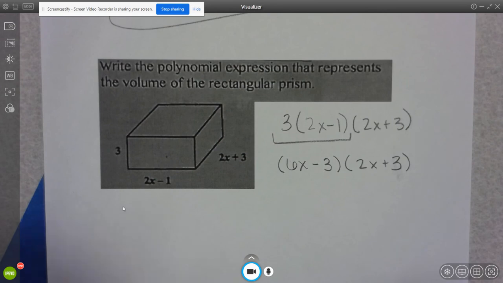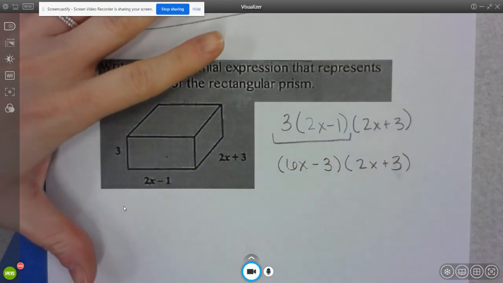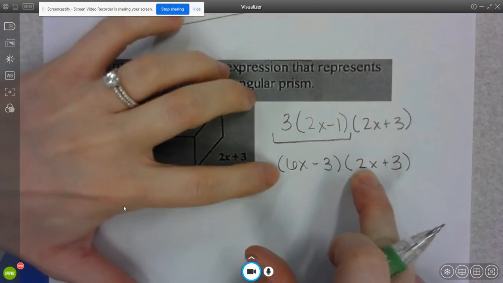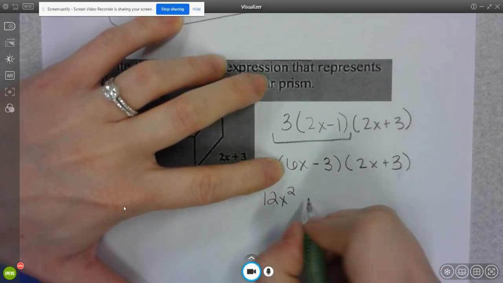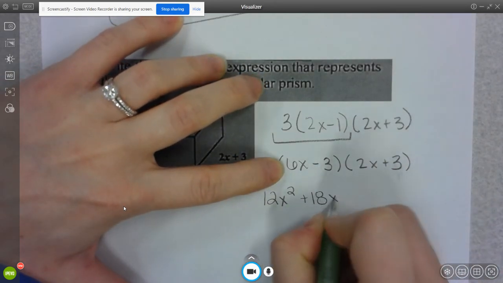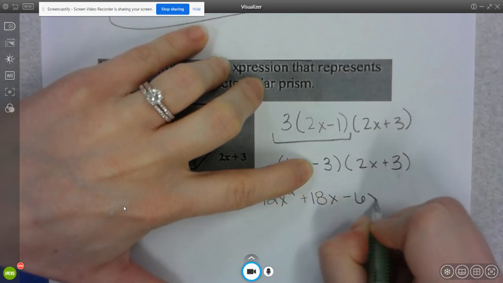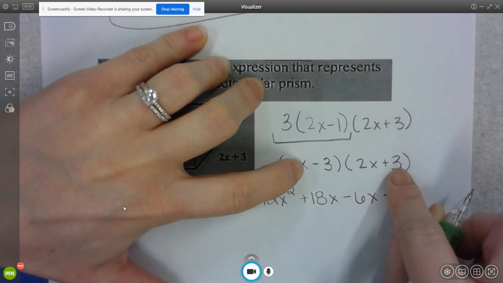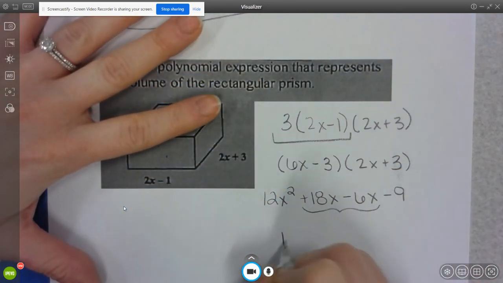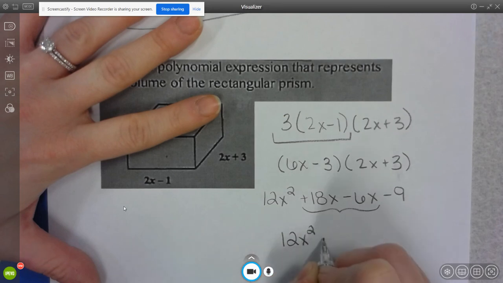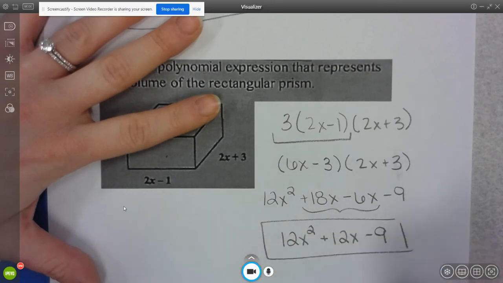Again, you can do box method or double distribution. Totally doesn't matter. I'm going to just double distribute. So 6x times 2x gives me 12x squared. 6 times 3 gives me positive 18x. Negative 3 times 2x gives me negative 6x. And then at the end, we're going to have negative 9. Combining these two like terms gives me 12x squared plus 12x minus 9.